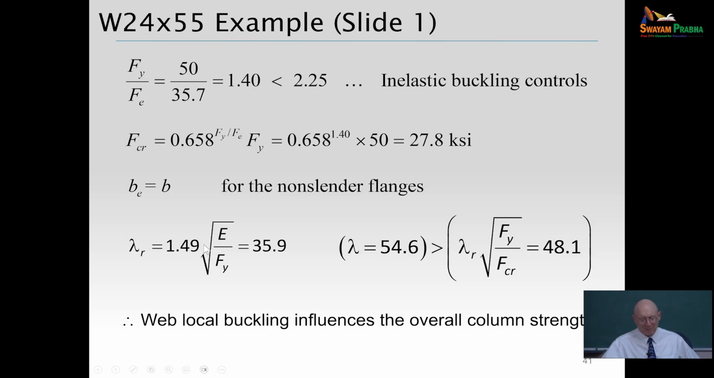So we do a lambda r, that's our non-slender limit, 35.9. And then we check our h over tw, lambda, of the web. That's 54.6 for this section. Is that greater than lambda r times square root of Fy over Fn? Well, that number is 48.1. It is greater. So it means that, yes, we are going to have to calculate an effective width of the web here to do our capacity. If that came out less, I'd say my web is fully effective, then my column strength is Fn times Ag.